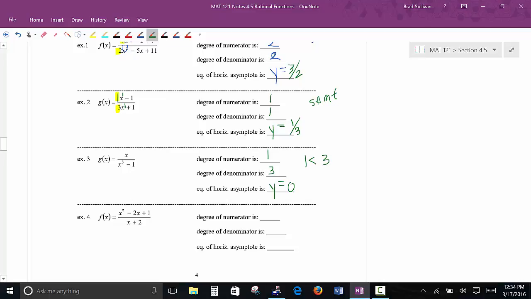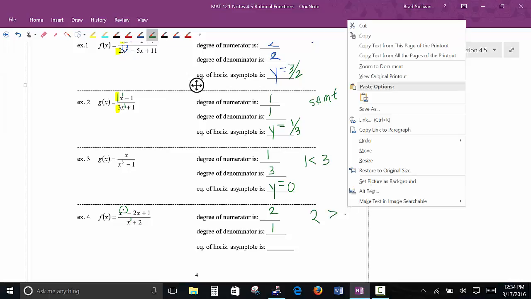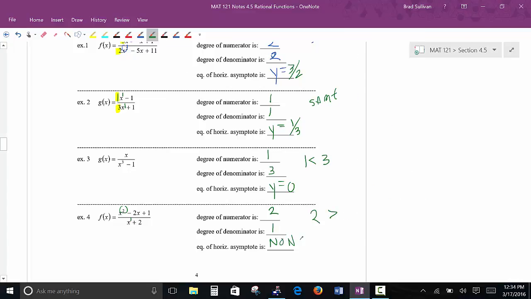And then the last problem, the degree of the numerator is 2, degree of denominator is 1. This time the degree of the numerator is greater than the degree of the denominator, so that means we don't have 1. So that's every possibility there is. Nothing else is possible. Either they're the same, they're less, or they're greater than. So it's very simple if you get the rules memorized how to figure that out. And that's an important part of a rational function when you're learning the structure of the graphs. Okay, any questions about that? Okay. All right.